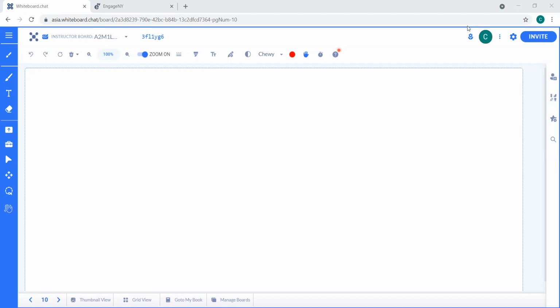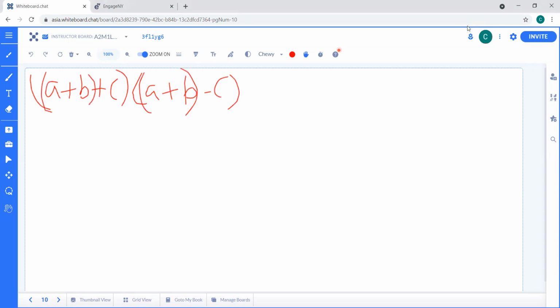Okay, so what it says is she had a plus b plus c times a plus b minus c. She groups them and says, okay, those are common, so I'm going to group those together. Then she writes it out as that would equal a plus b squared minus c squared.